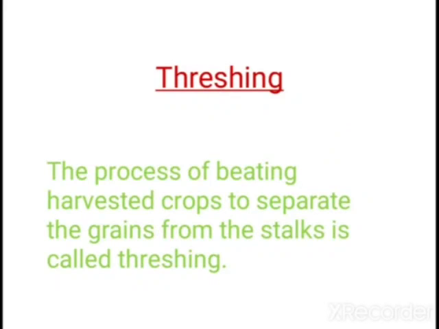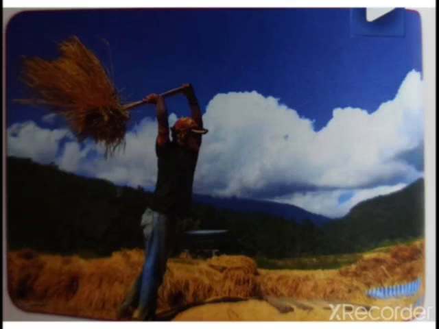Sometimes threshing is done with the help of bullocks. Some machines are also used to thresh large quantities of grains, and nowadays machinery is available for everything, so the threshing method is also done by machines. See, this is the manual threshing method.